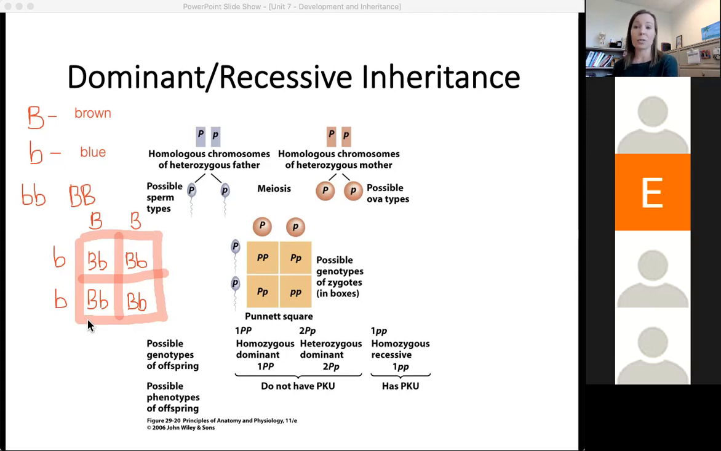If you're asked, what are the chances that their offspring will have blue eyes? It's a 0% chance. They just can't. Why is blue recessive? Because it just is. Like I said, you'll be told which one's dominant and which is recessive. That's just how the genes work. So one is dominant over the other. It's not something you have to figure out. It's just the way the chromosomes interact.